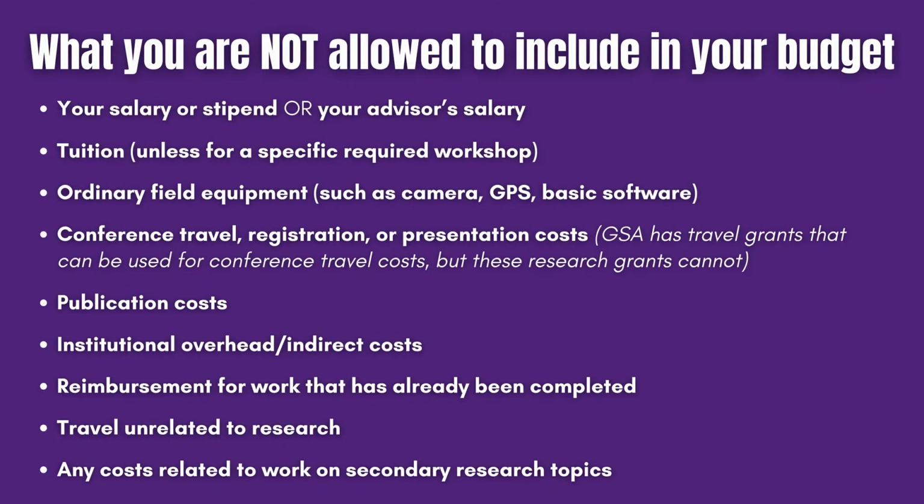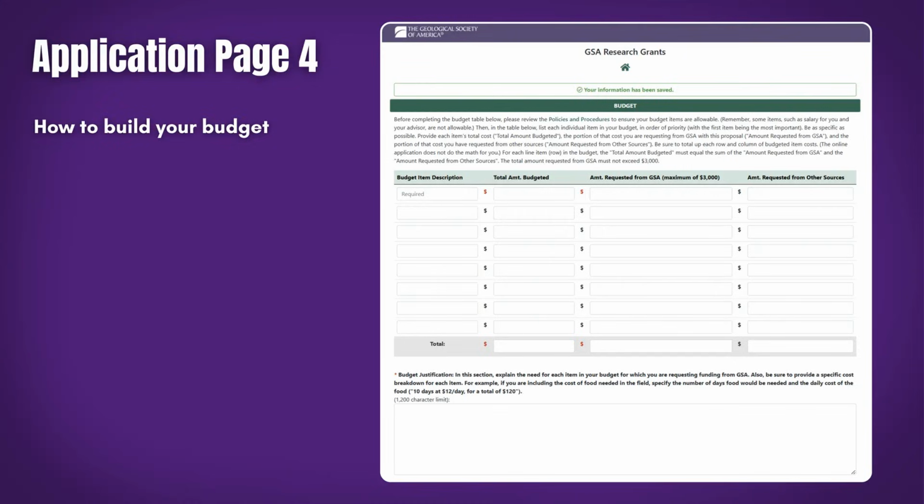However, there are a couple important ones like conference costs or publication costs. Those are sometimes missed or thought, oh, well, that can be included, right? As long as it's related to the project. No, it cannot. So keep that in mind. All right, so now that we've talked about what you can and can't include in your budget, let's talk about how to build your budget.